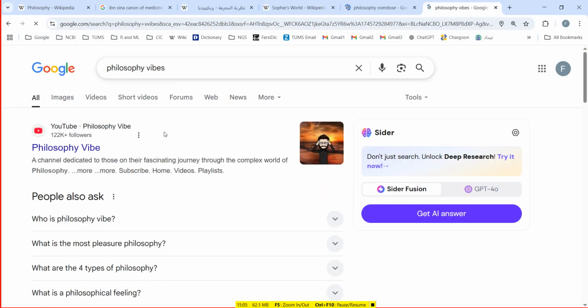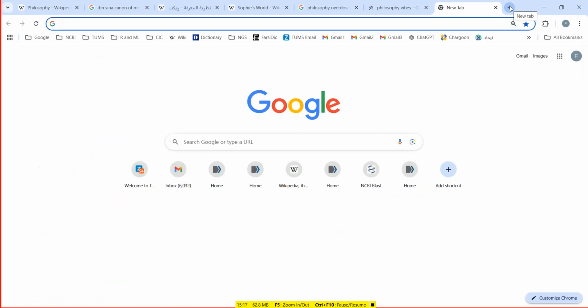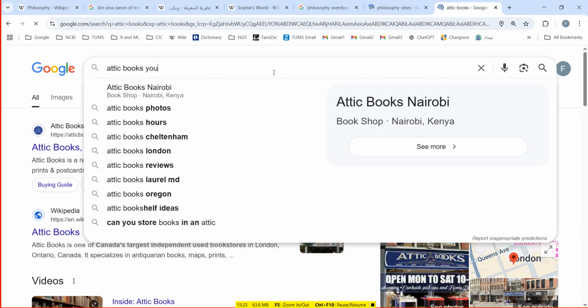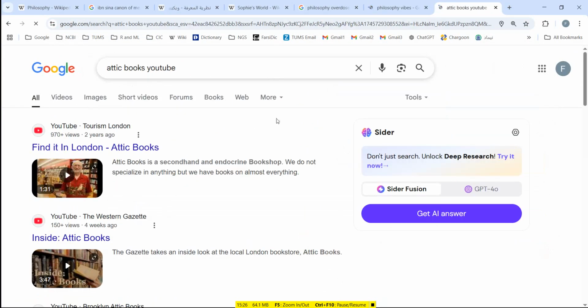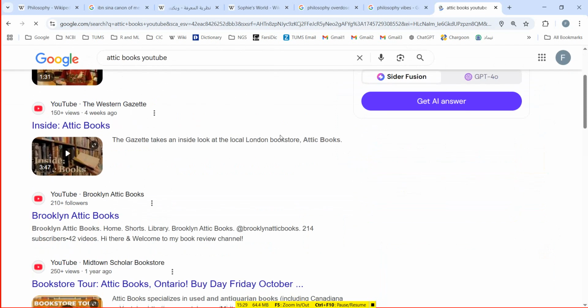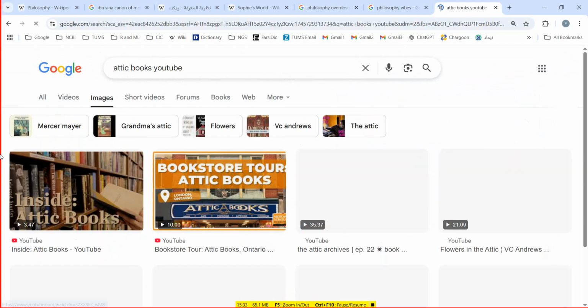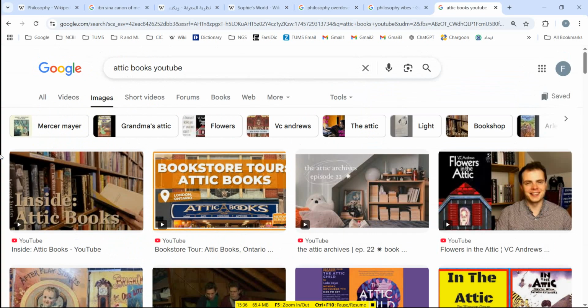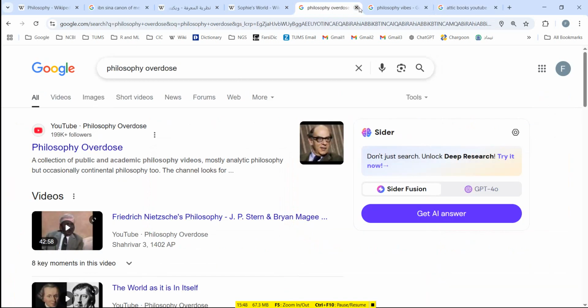Philosophy Vibes. And another one which has apparently been generated using AI by some young Muslims, I think in the UK, is called Attic Books. This one is very interesting. It's a YouTube channel. It's usually two philosophers discussing issues with each other. On one side, you see a Muslim philosopher like Averroes. On the other side, you see a European philosopher like Kant. And then they discuss different issues with each other. So yeah, I strongly encourage you to read about it.